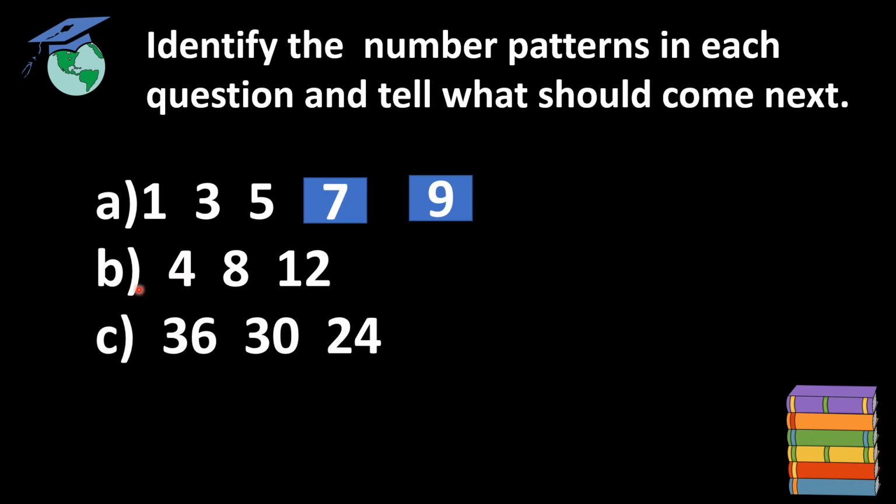Now the next question, 4, 8 and 12. Now you can see in this sequence the numbers are increasing. 4, 8, 12. Now let us find how many fingers we need to skip in between these numbers. So after 4 is 5, 6, 7, 8. That means in each sequence we have to leave 4 fingers.